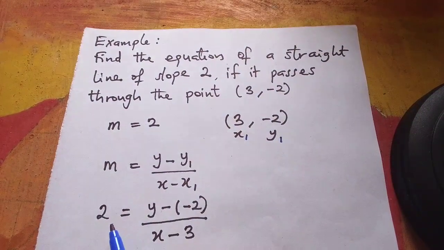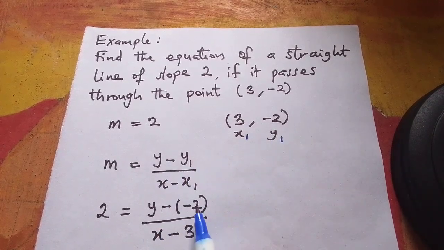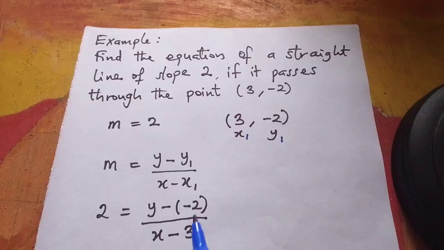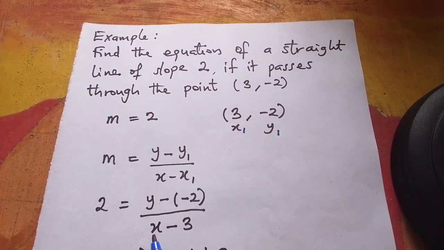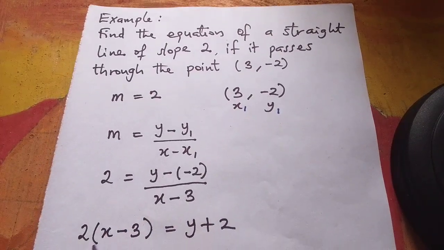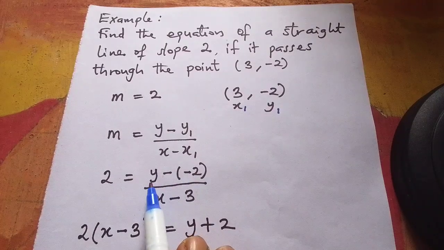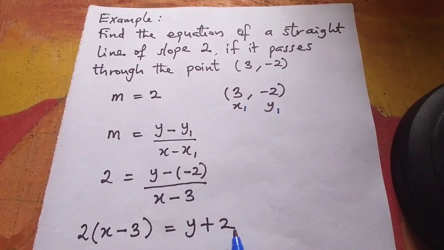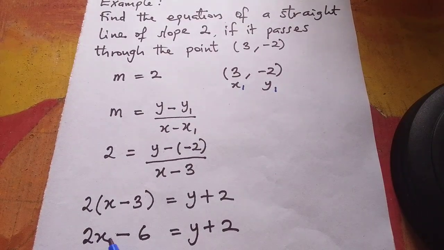I'm going to substitute here. 2 is equal to y minus, my y1 is what? Minus 2. My x1 is what? 3. So (y minus -2) over (x minus 3). So when you cross multiply, you're having 2 times (x minus 3) is equal to y plus 2, since minus times minus is plus. So open the bracket. So we have 2x minus 6 is equal to y plus 2.